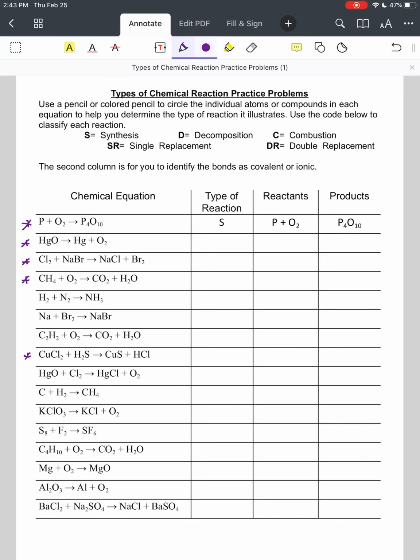It says it's a synthesis reaction. So here I can see I have two things. This is like my A plus B, okay? And now I can see they're bonded together, AB. So that's a synthesis reaction.